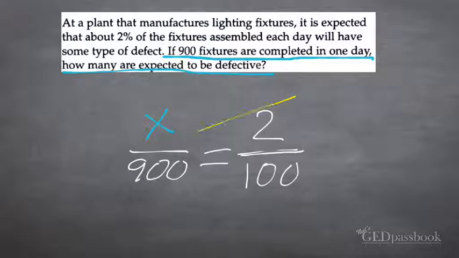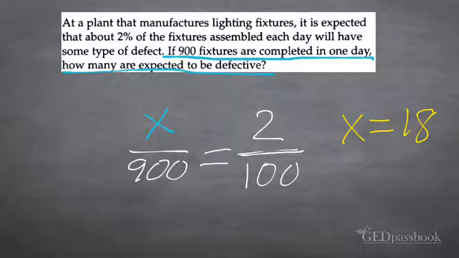We look for the numbers that have something across from each other, and we end up getting 900 times 2. What is that? Divide that by 100. X equals 18. So out of 900 fixtures assembled, 18 will be defective, right? And this is the beauty of percent proportions is, sorry, did I jump the gun?